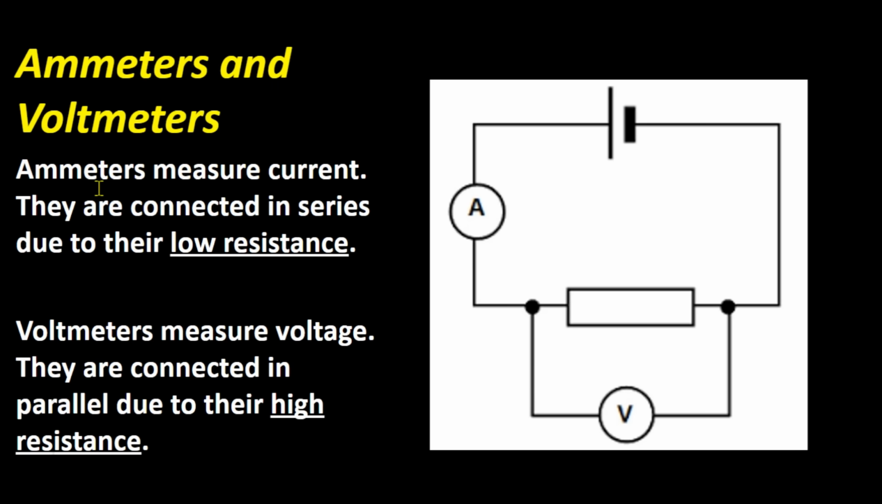Ammeters and voltmeters. Ammeters measure current and they are usually connected in series to what they are measuring, due to their low resistance. So in this case here we have a resistor and the ammeter is connected on the same wire as this. Voltmeters, however, are connected in parallel. They measure voltage, and this is because they have a high resistance, so you only want a few electrons to come down here. You don't want it to interrupt the flow of the circuit.